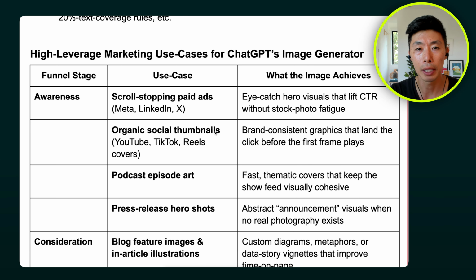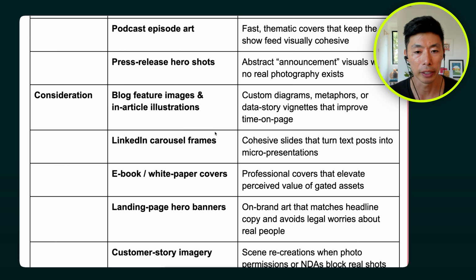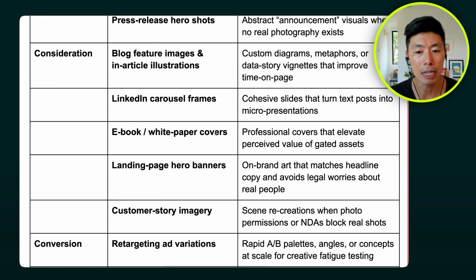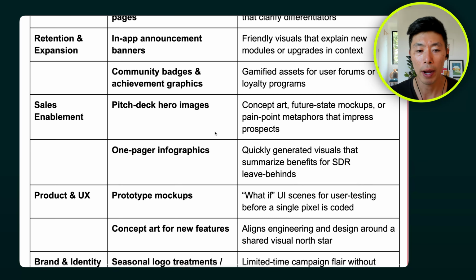Some places that you can use these images are for paid ads. So you can create a variety of variations, a bunch of variations very quickly, as you saw, for your socials, for YouTube, TikTok, Reels, as your thumbnails, podcasts, press releases, blog images. So that's what I was doing in this case. LinkedIn carousels, ebooks, landing page copy, customer case studies, ad variants, email. I mean, there are so many different ways, of course.